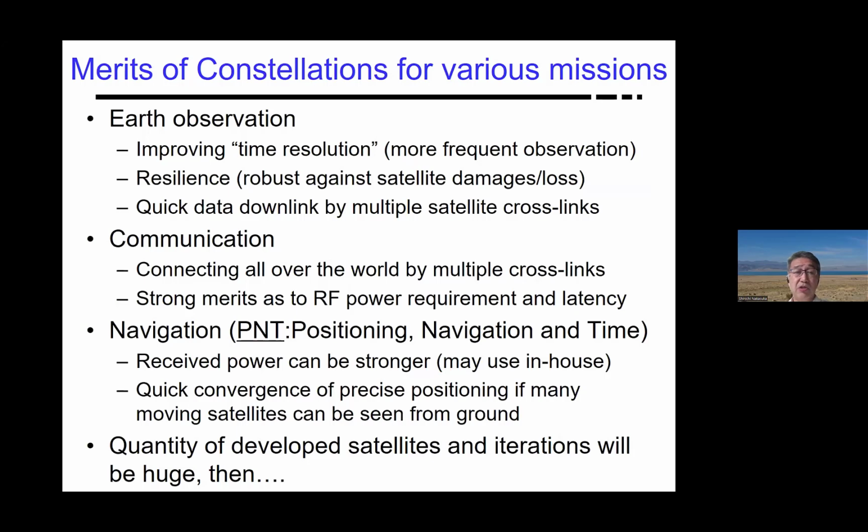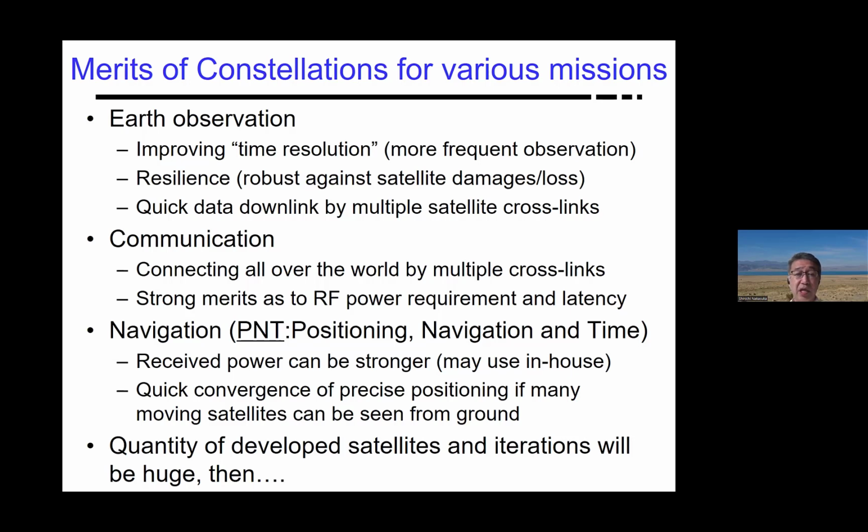As to Earth observation, the constellation can obtain high time resolution. That means more frequent observation is possible. It also has some resilience, that means it is robust against satellite damage and loss. And if there is a satellite cross-link, quick data downlink will also be possible. As to the communication field, it can connect all over the world by multiple cross-links between the satellites, and there are strong merits as to RF power requirement and latency because the satellite is in low Earth orbit and the distance is not so large.